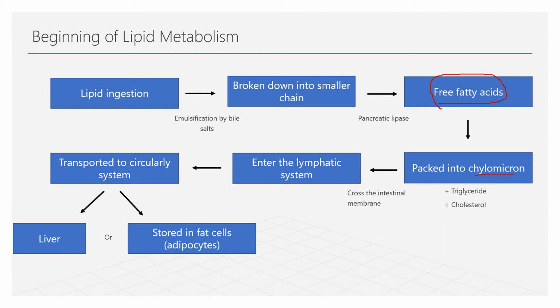This chylomicron will cross the intestinal membrane via a process called exocytosis, and then it will enter the lymphatic system. Following that, it will be transported to the circulatory system, and from the circulatory system it will be either transported to the liver or stored in fat cells as adipocytes.